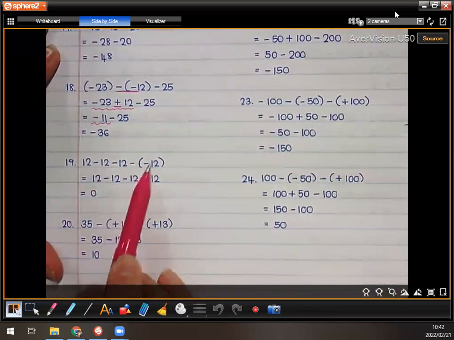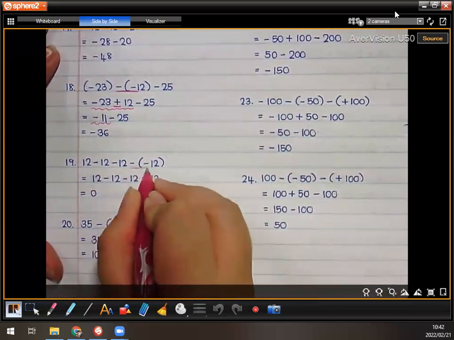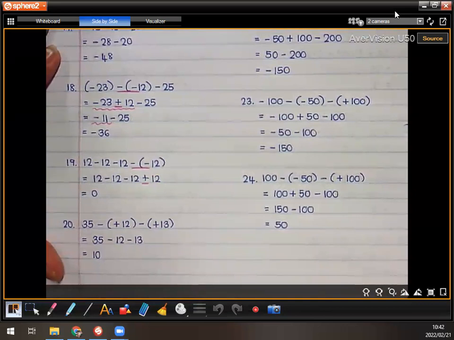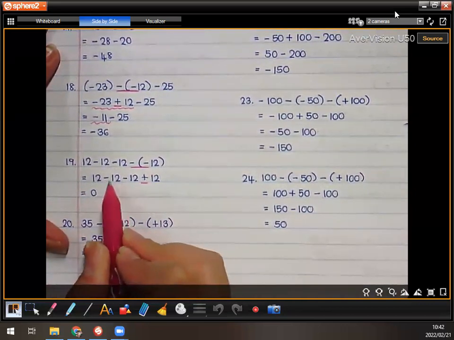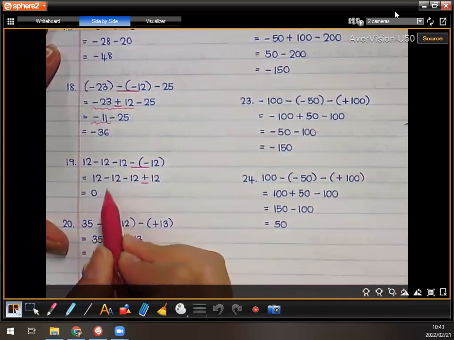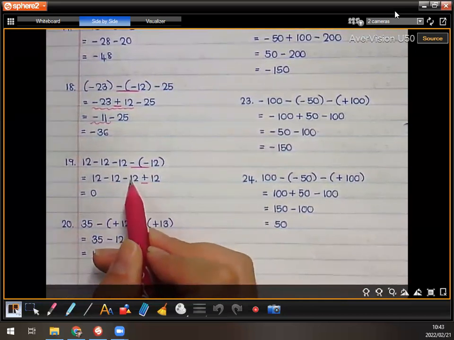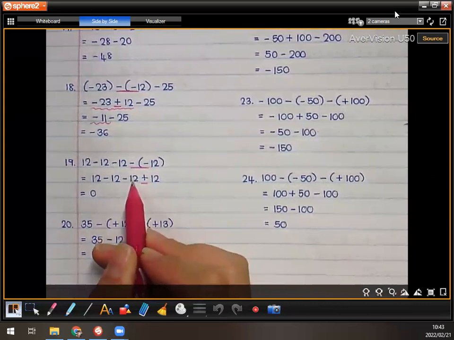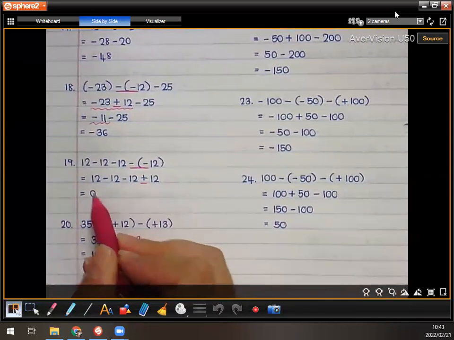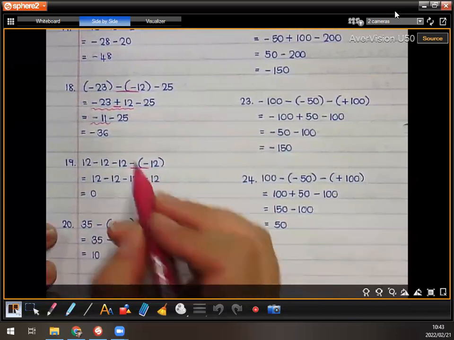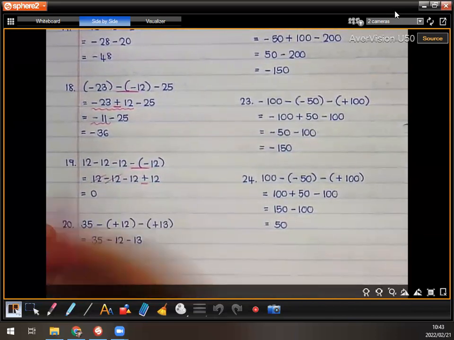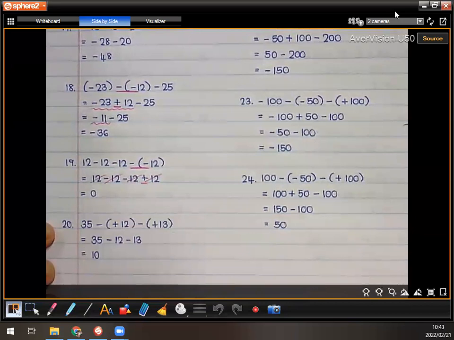So the first thing here that we had to change was this negative times a negative, which is a positive. But then let's take a look. What's 12 minus 12? 0. 0 minus 12 is negative 12. And then what's negative 12 plus 12? 0 again. All right, so those 12s are actually canceling each other out. 12 minus 12 is 0, and then negative 12 plus 12 again is 0. The final answer is 0.